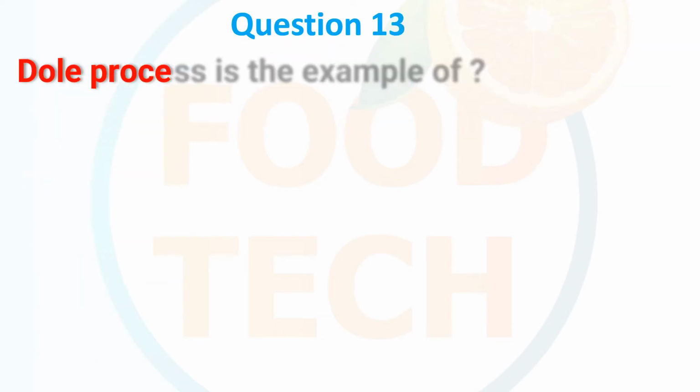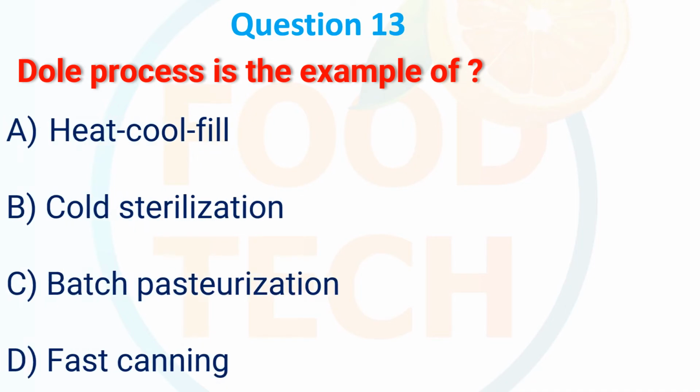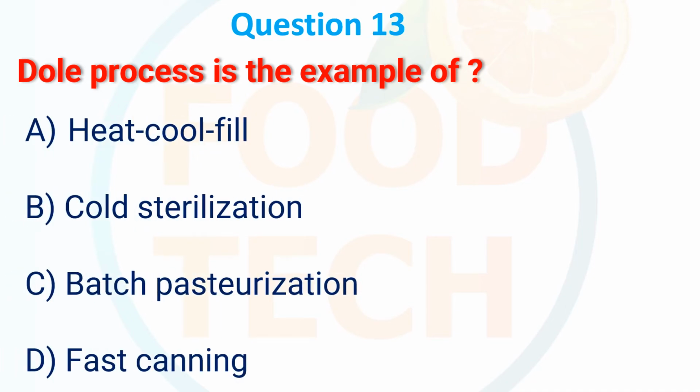Dole process is an example of A. Heat, cool, fill. B. Cold sterilization. C. Batch pasteurization. D. Flash canning. The answer is heat, cool, fill.